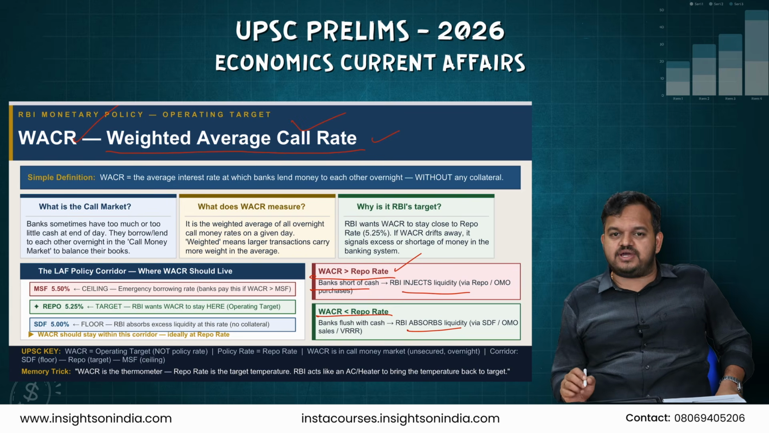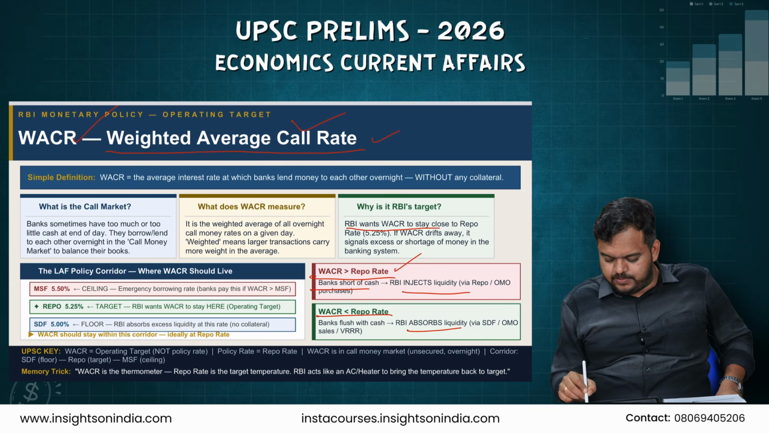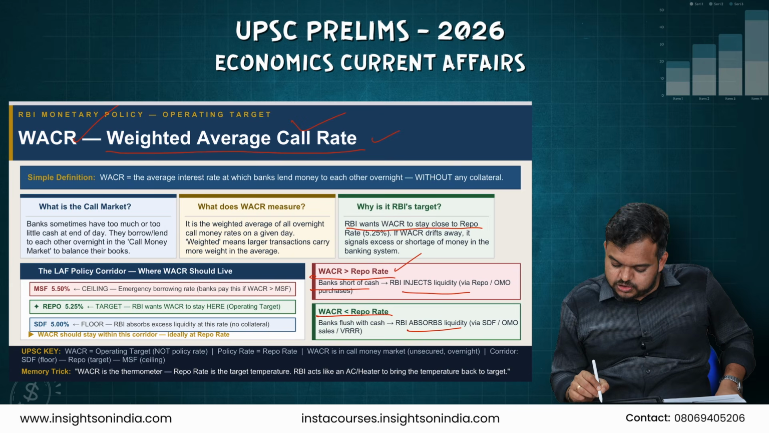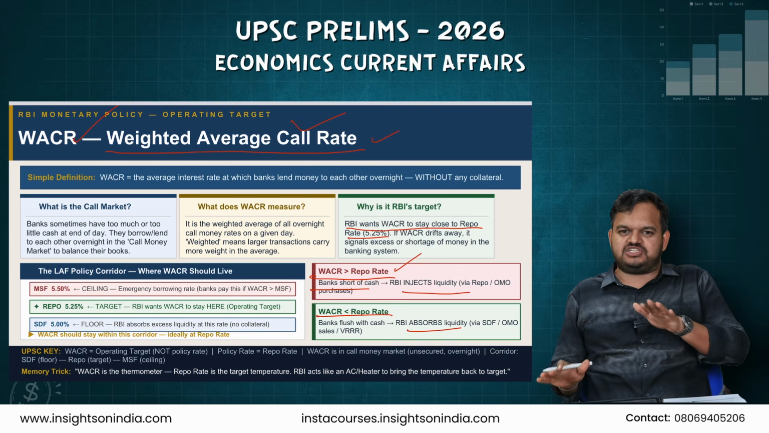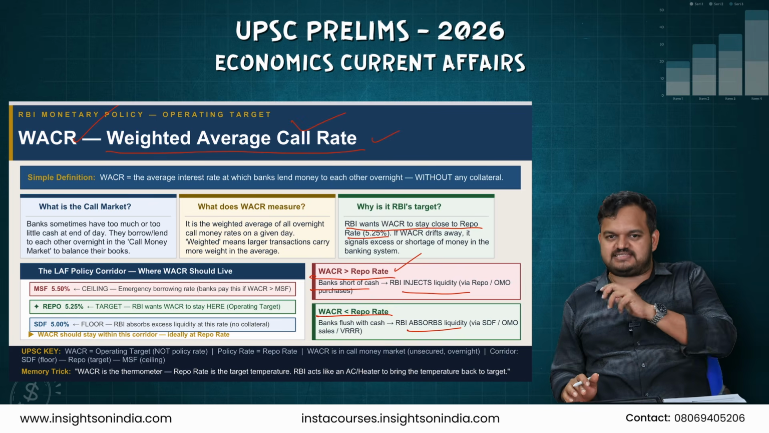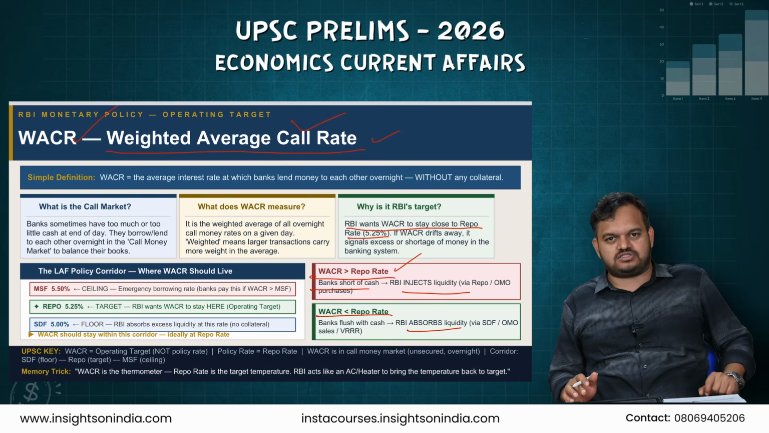So what is the ideal situation? RBI wants WACR to stay close to the repo rate. If it is staying close to the repo rate, it means the cash is balanced. There is no excess cash as well as no shortage of cash.